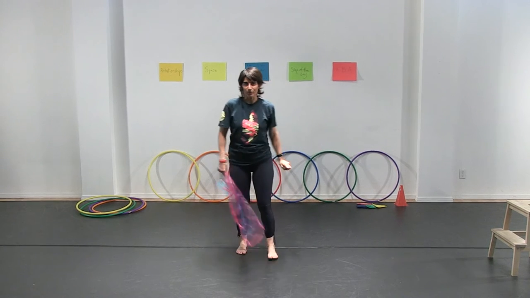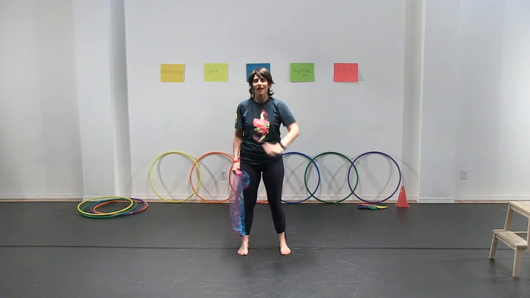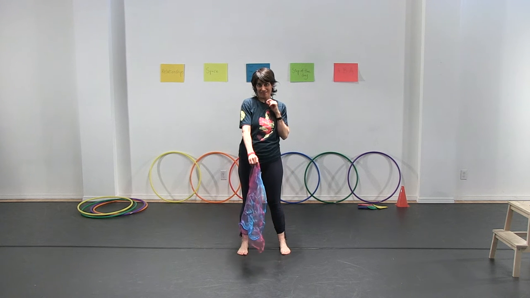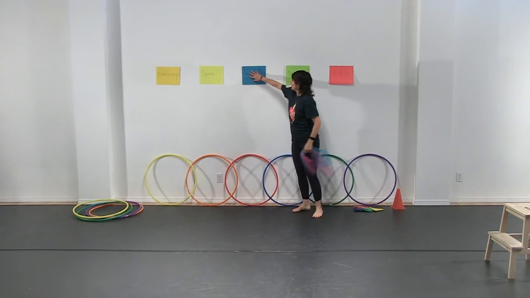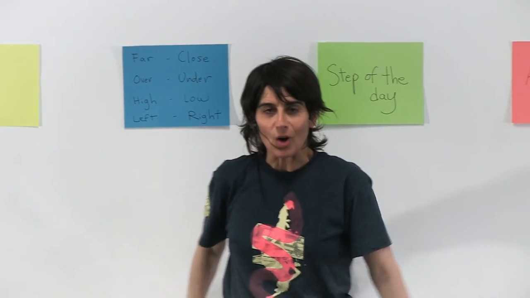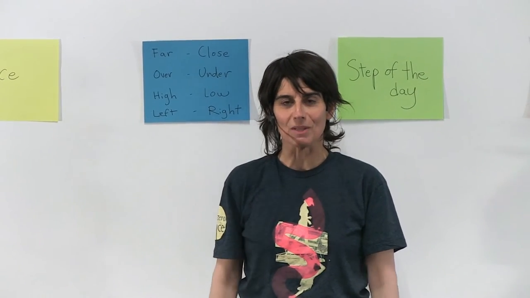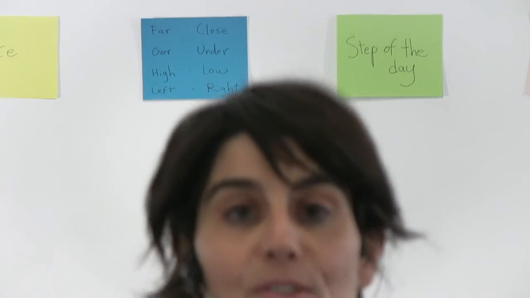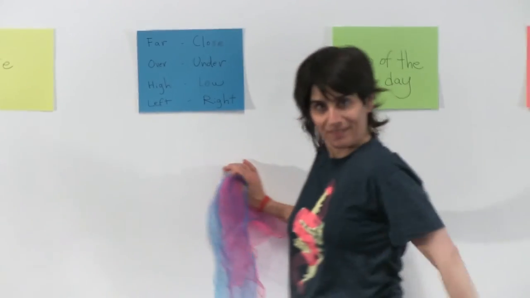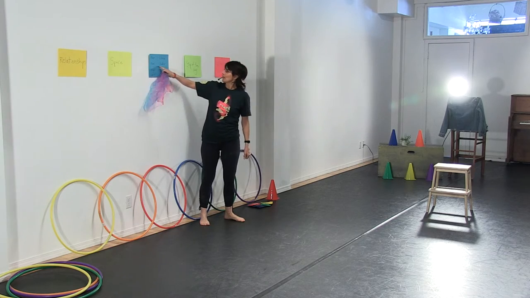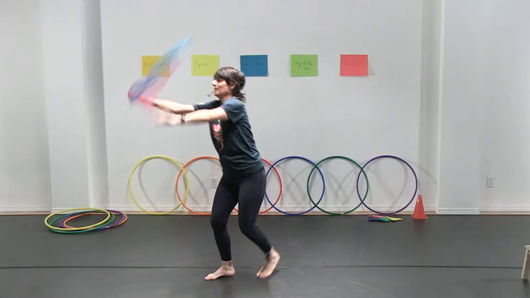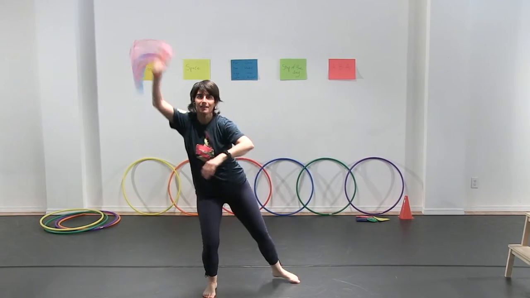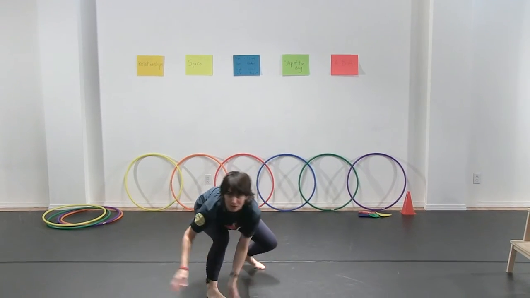The second way we could move together, and you at home, you're going to do the opposite of what I'm doing. What would that look like? So I've put a few opposites here. Far, if I'm really far, where are you in relationship to me? You would be really close. And if I'm really close, you would be really far. Got it? Over, under. So I could be going over things, or I could be playing with that scarf over, and you could play with it under.